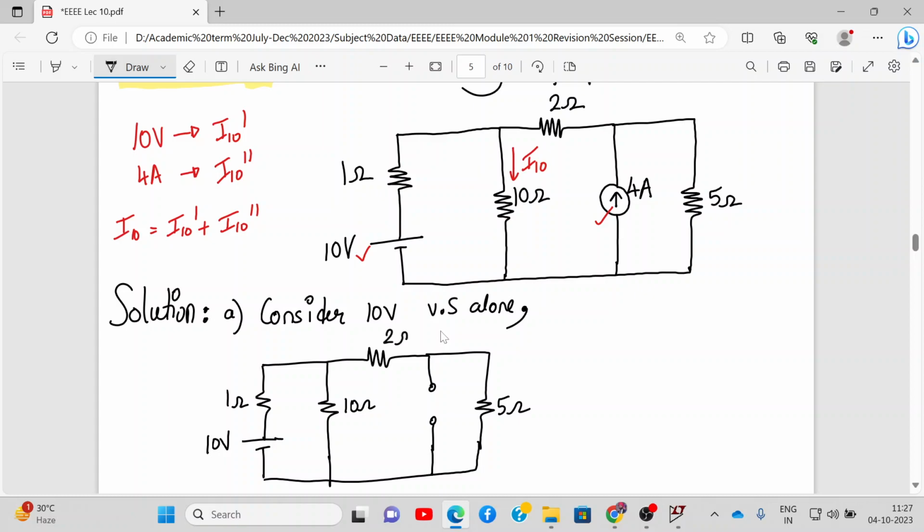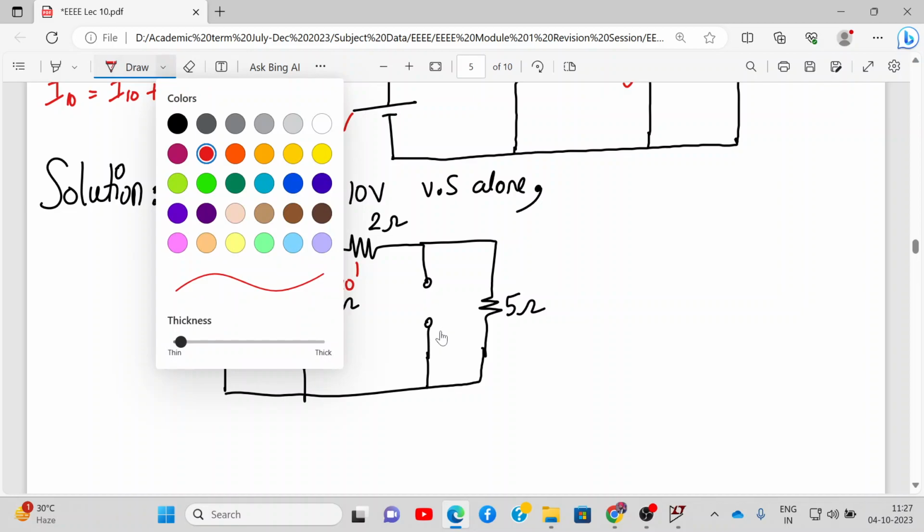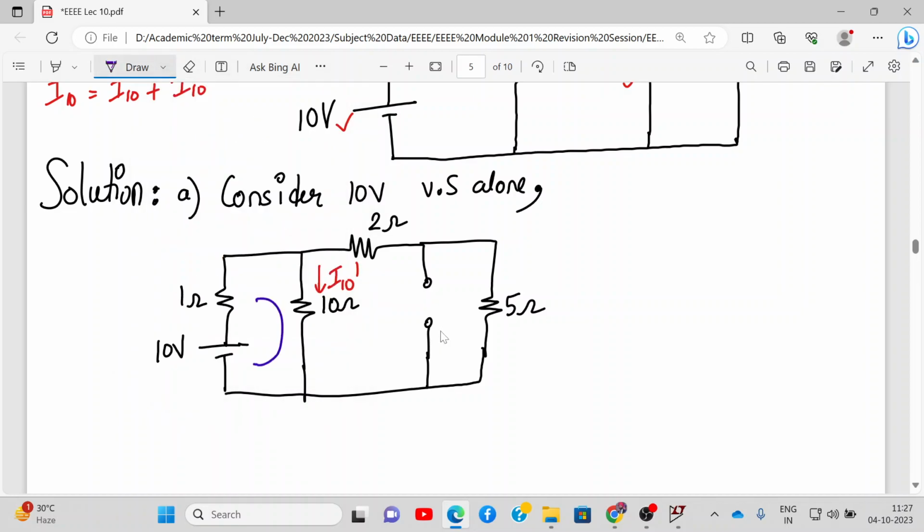5 ohm, 2 ohm. Now let us concentrate on this part. This current flowing through the 10 ohm, we can call it I10 dash. Now we can apply a simple mesh analysis to calculate the value of I10 dash. So these are the two loops. We consider the current flowing through the first loop as I1 and the current flowing through the second loop as I2.